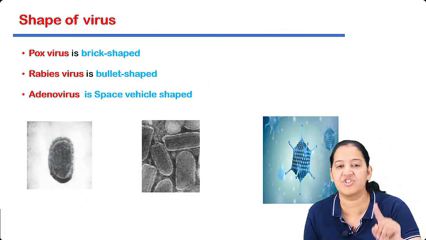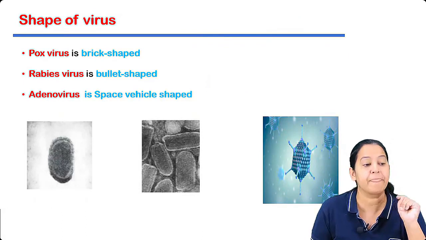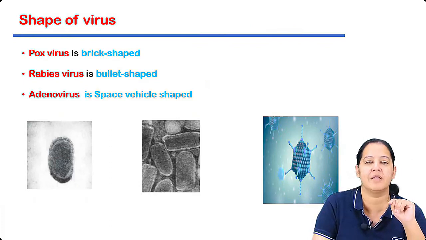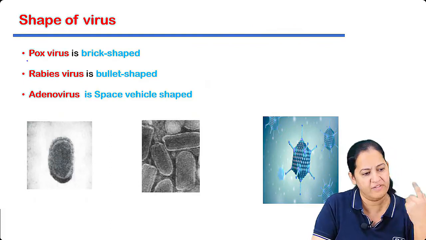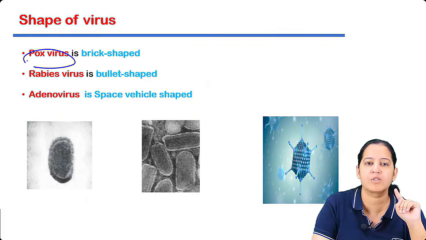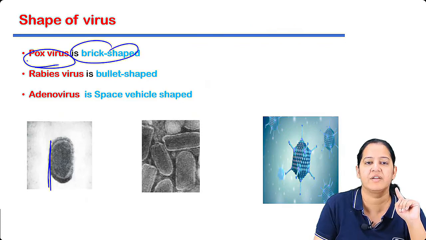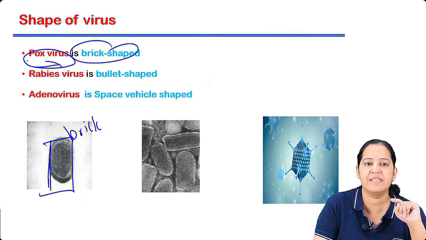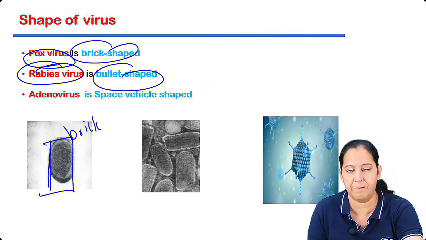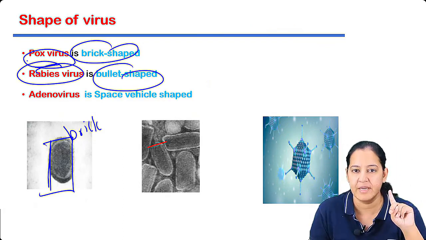Coming to the last thing, the shape of the viruses. Please learn the important shapes. I will teach you virus-wise also. You can see pox virus is brick shape. Can you see it here in the diagram also? It's looking like a brick. Please learn, rabies virus is bullet shape. It's like a bullet. Can you see? It's bullet shape.